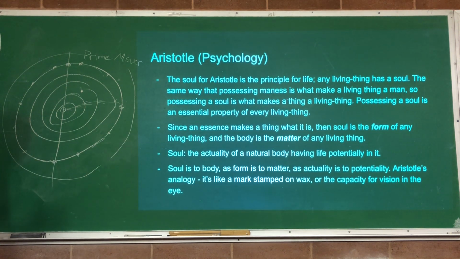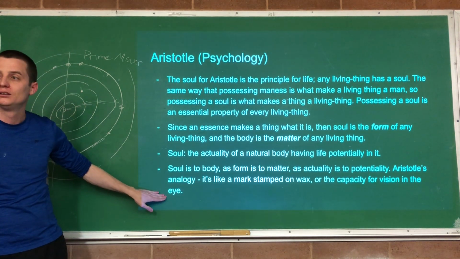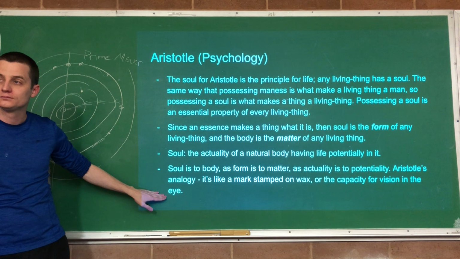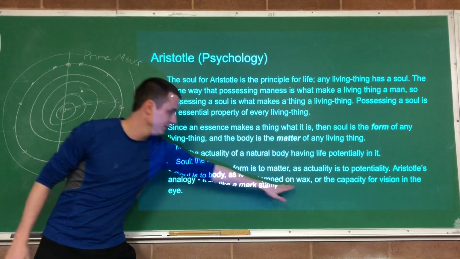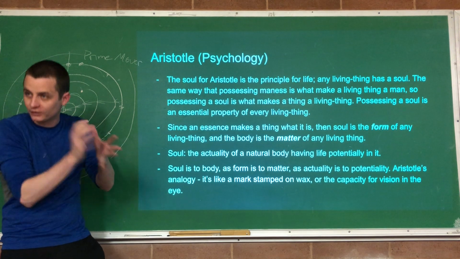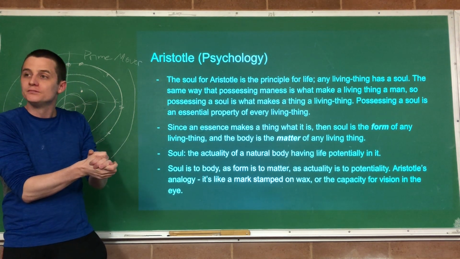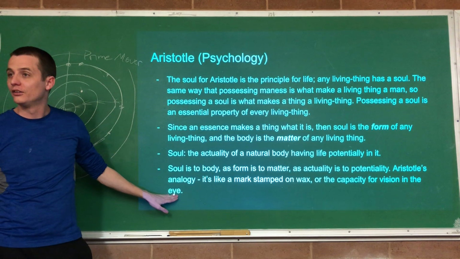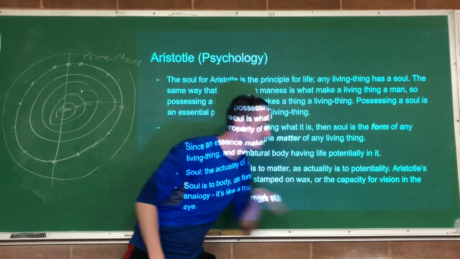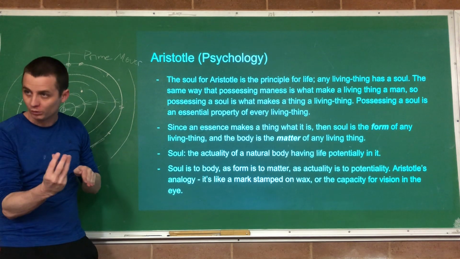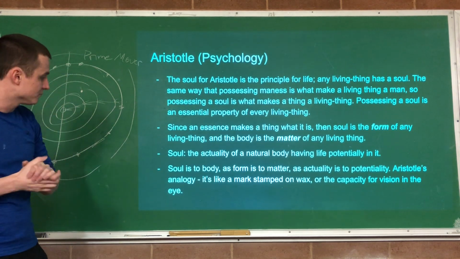Some analogies to help you in case it's not clicking all the way. Soul is to body as form is to matter, as actuality is to potentiality. Aristotle's own analogy: it's like a mark stamped on wax. You know, like when you stamp an envelope? It's like a mark stamped on wax, or the capacity for vision in the eye. So the wax is the body, the stamp on it is the soul. It's the form you just apply to that wax. Or the eye is the body, the matter, and then the capacity for vision is its essence. That's the soul.